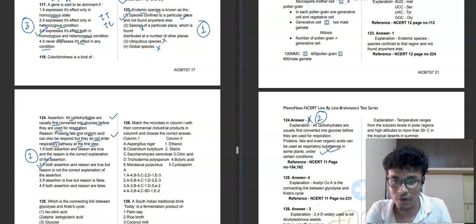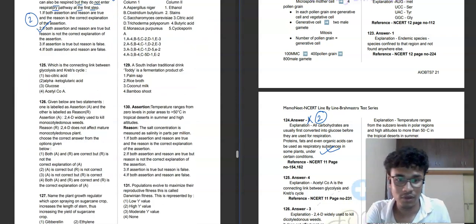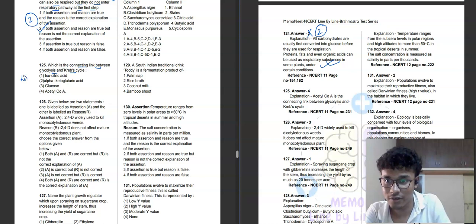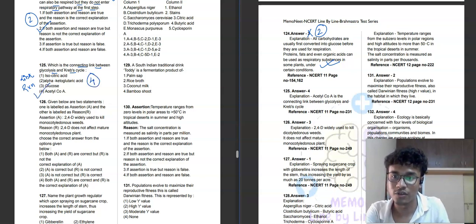Moving towards the next question, 125. It is saying which is the connecting link between the glycolysis and Krebs cycle? Isocitric acid, alpha-ketoglutarate acid, glucose, or acetyl coenzyme. So we know that the connecting link between glycolysis and Krebs cycle is the link reaction. And the product of the link reaction is acetyl coenzyme. So fourth option will be our correct answer for this question.